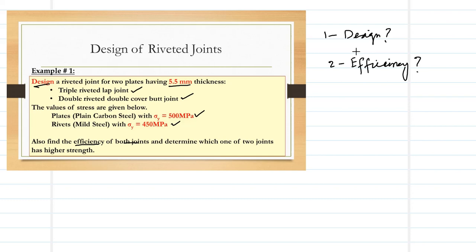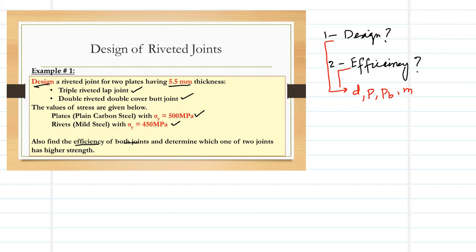But in this kind of problem, the design has four major parameters. One is the diameter of the rivet. Second is the pitch of the rivet. Third is the back pitch of the rivet, which is the distance between two rows of rivets. And fourth is the margin. These are the four parameters which you have to determine in order to design a riveted joint.